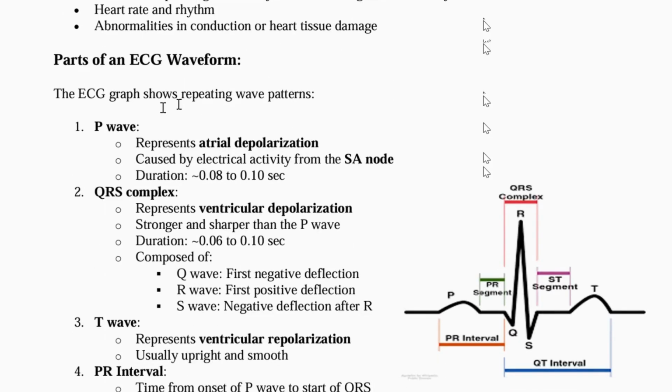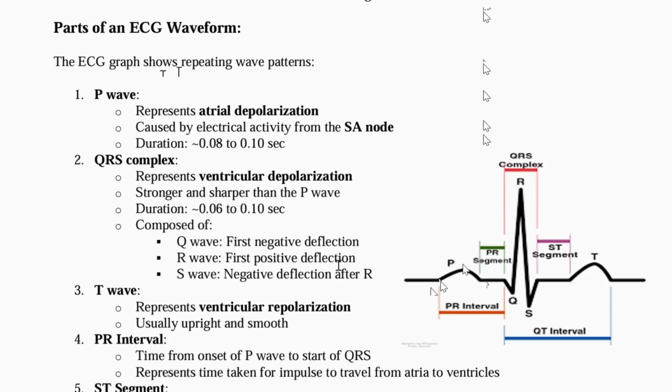So there are various patterns we observe in the ECG. First, we'll go to the P wave, the first one. This represents the atrial depolarization. It is caused by the electrical activity of the SA node. Duration is 0.08 to 0.10 second.